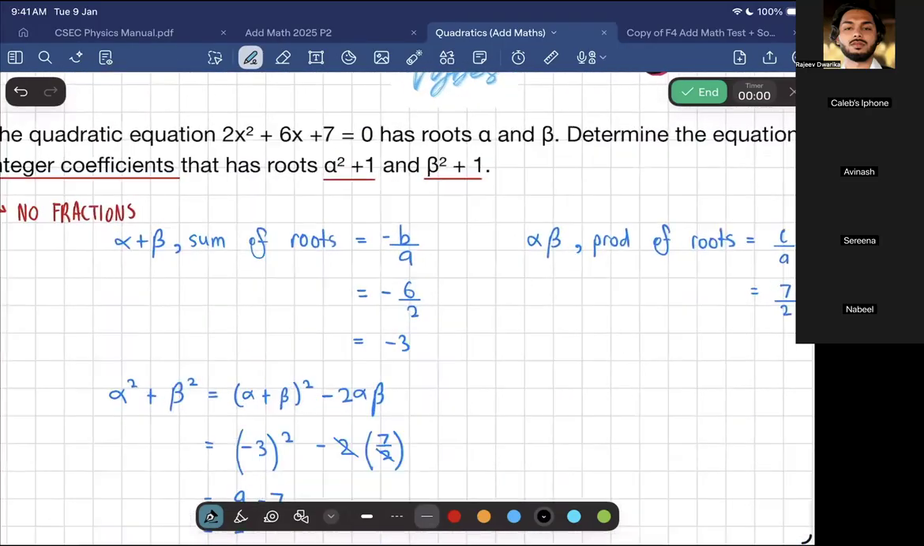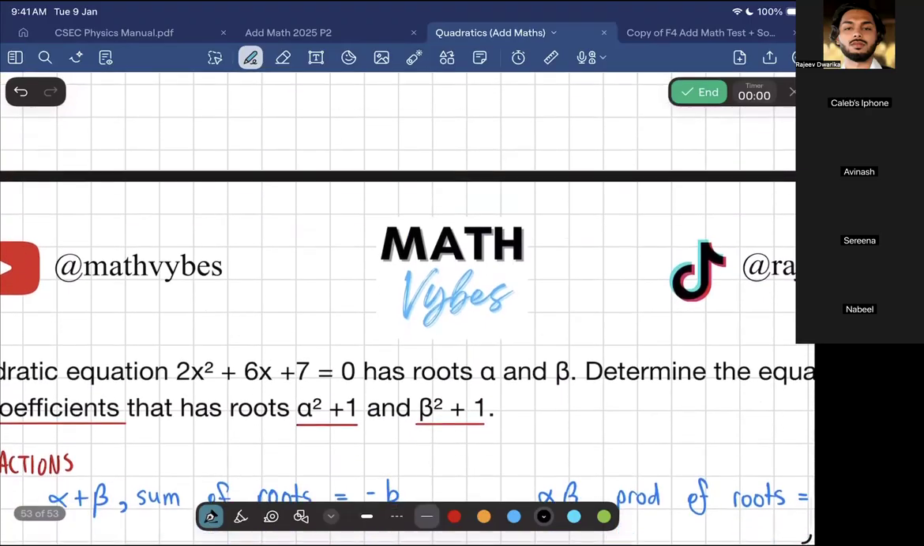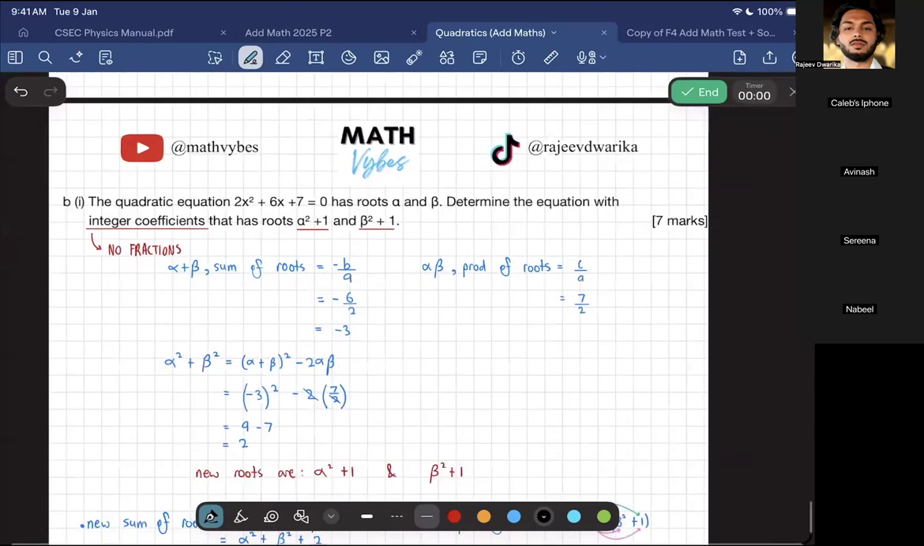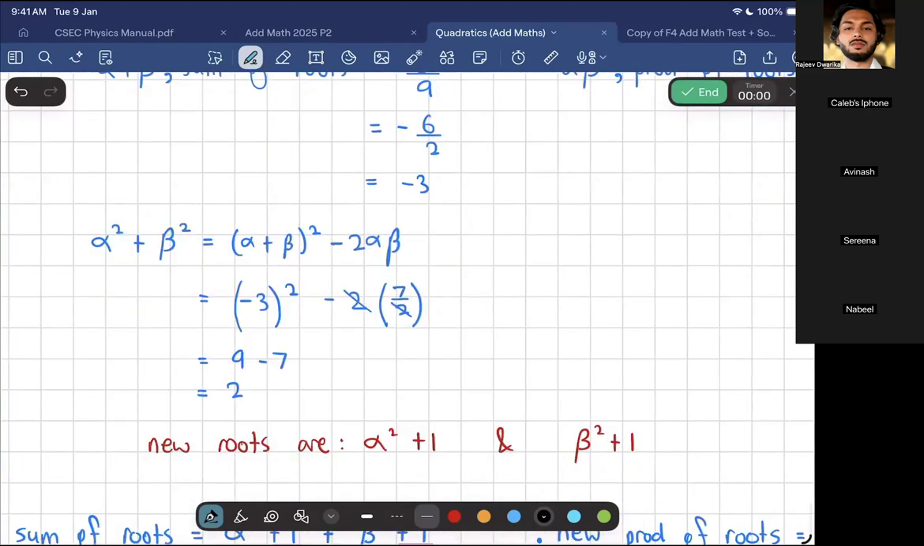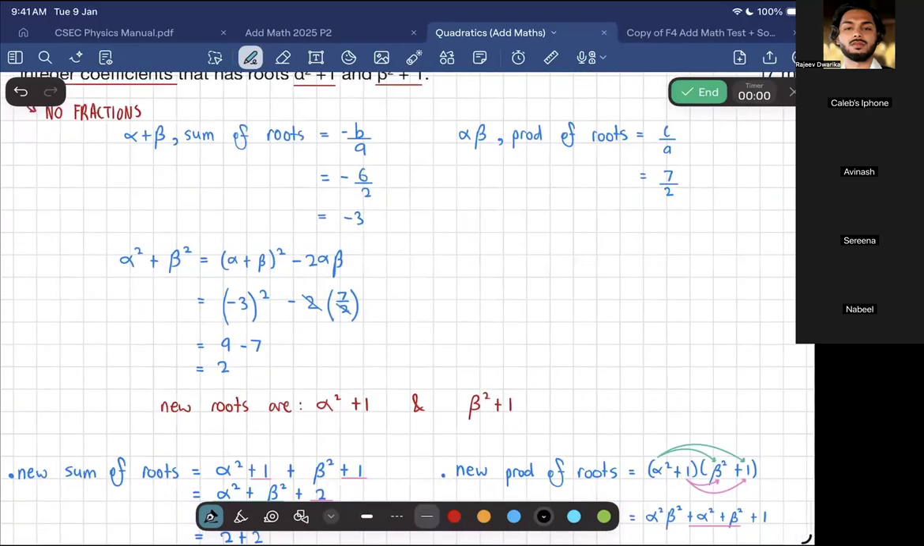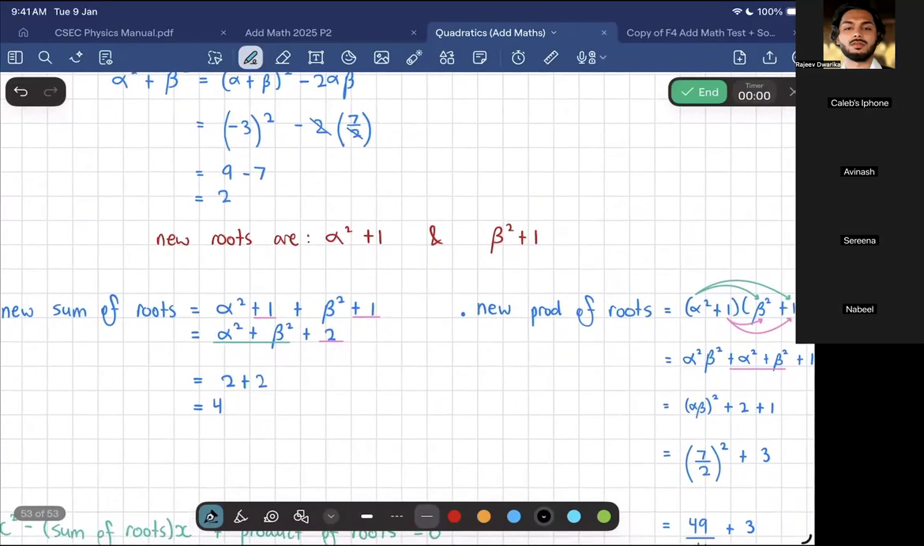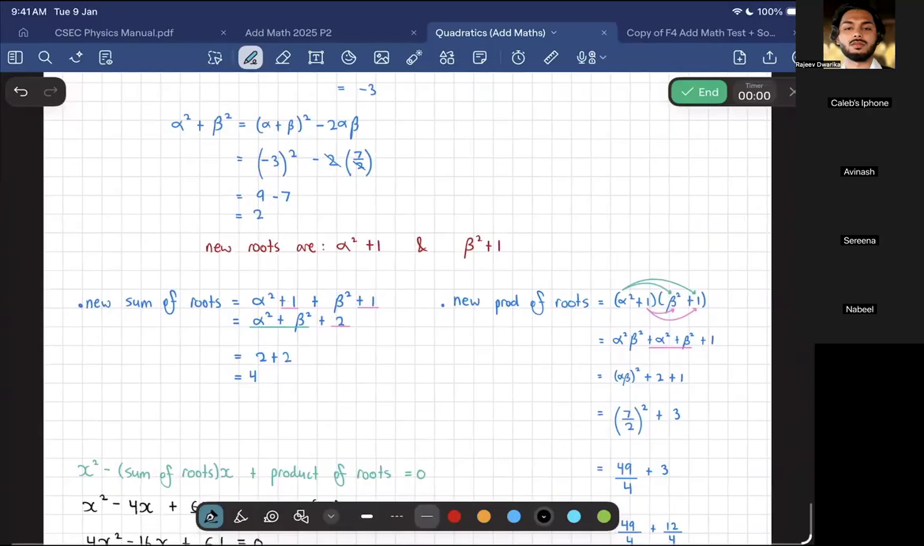Anytime you have new roots and you see a squared in it, my advice is you should probably find alpha squared plus beta squared at the start. Because, Serena, you saw how easy that made life, right? By finding what alpha squared plus beta squared was, I just had to plug in 2 everywhere I see alpha squared plus beta squared. I didn't have to write alpha plus beta squared minus 2 alpha beta every single time. So that definitely made our job easier.